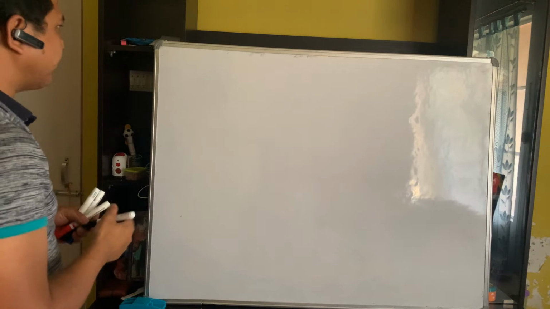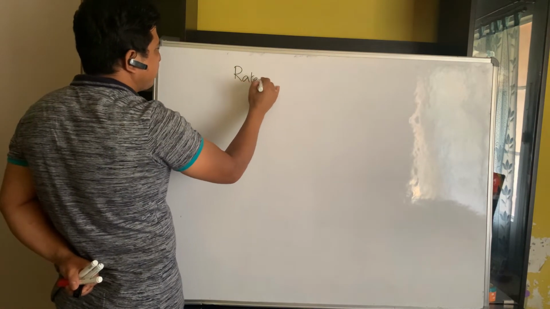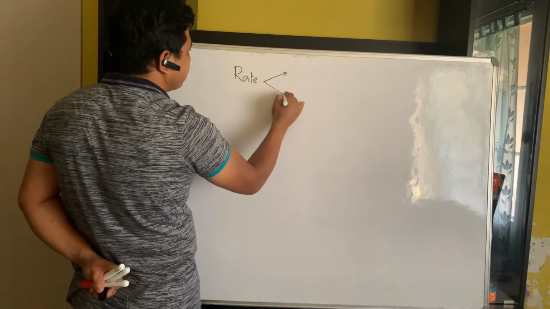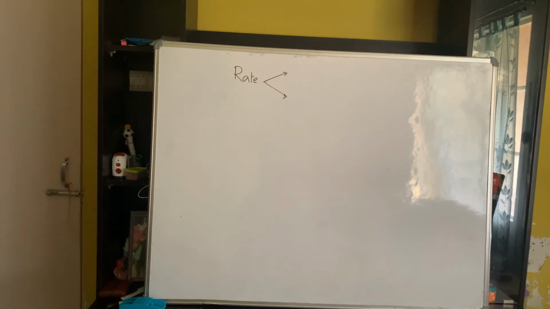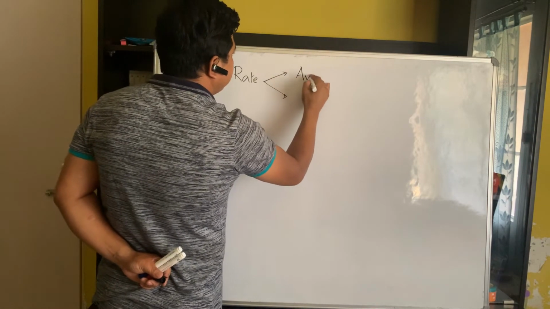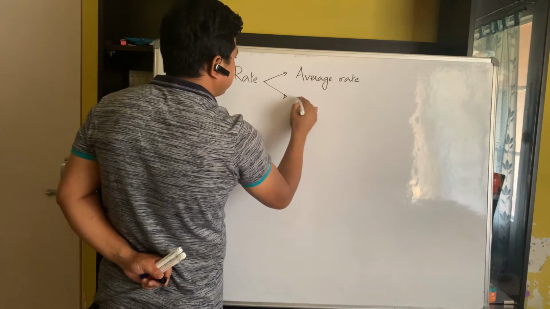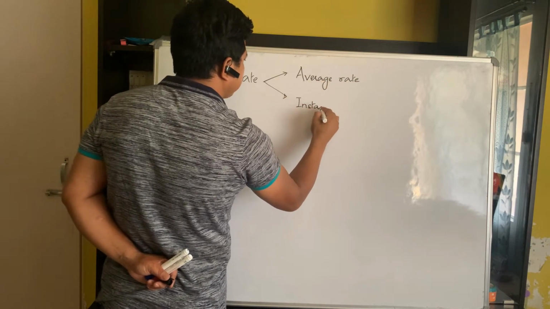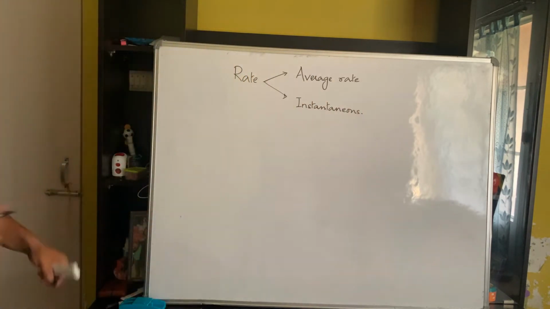So broadly speaking, rates of reactions are of two broad categories. So what are the two kinds of rate of a reaction, yes, students? Can you name it? Yes, the two types of rate of a reaction are average rate, and the other one is your instantaneous rate of a reaction.